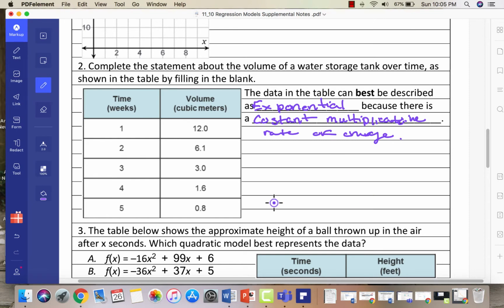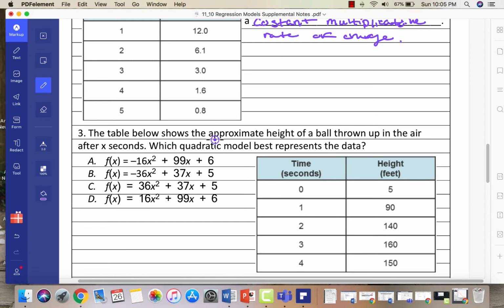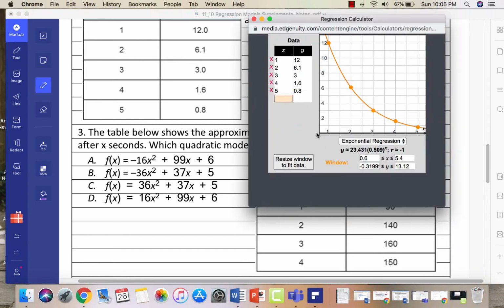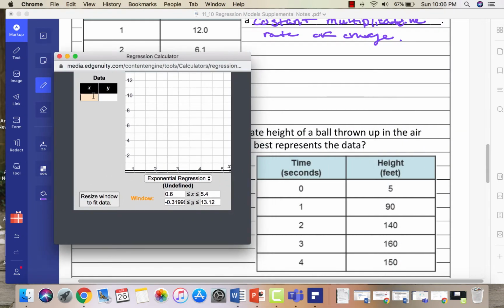All right, so let's look at number 2 or 3. It says the table below shows the approximate heights of a ball thrown up in the air after x seconds. Which quadratic model best represents the data? Okay, so let's go back to our regression calculator. We are going to clear the data and start putting in our new set of ordered pairs.